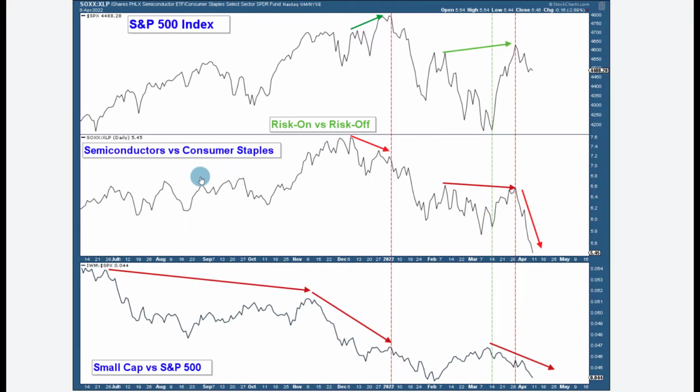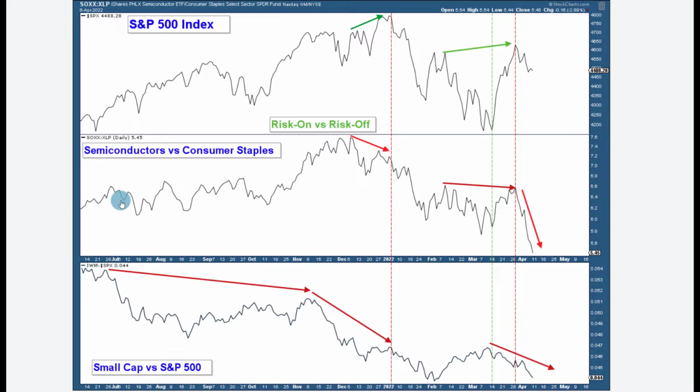Then in the middle panel here, we have a relative strength chart where we're comparing the performance of our risk on asset, semiconductors, relative to our risk off asset, consumer staples. And in the lower panel, we have a relative strength chart where we're comparing the performance of small cap stocks relative to the S&P 500.